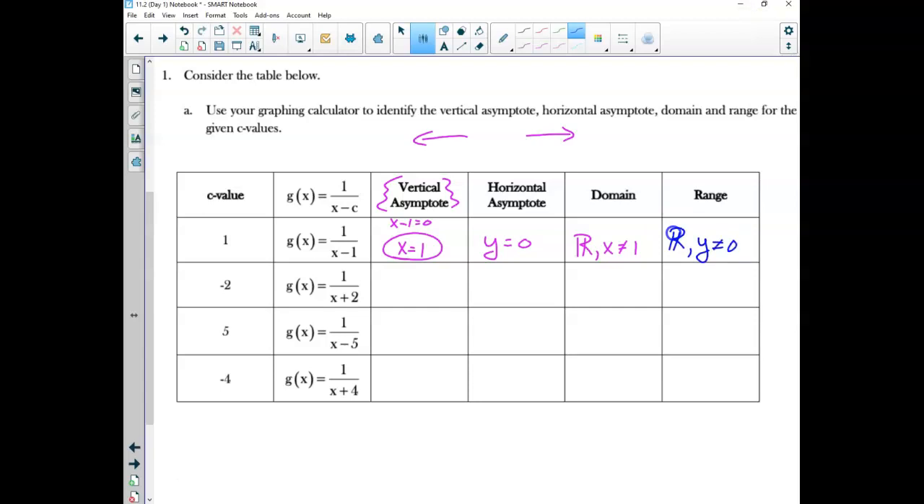And I'm going to hit pause, and I'd like you to knock these other three out in Desmos quick, and we're going to see what happens here, all right?